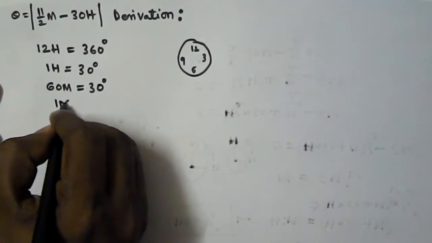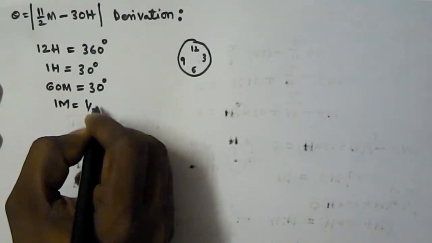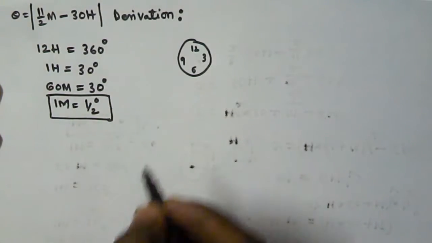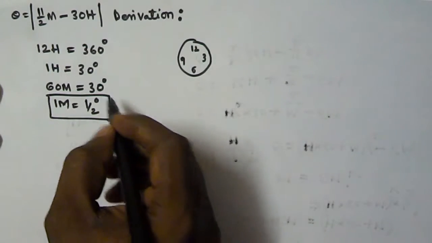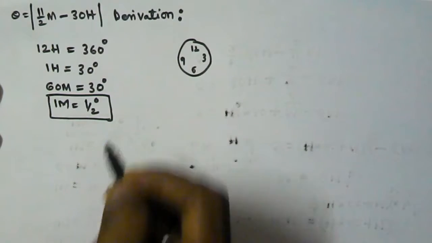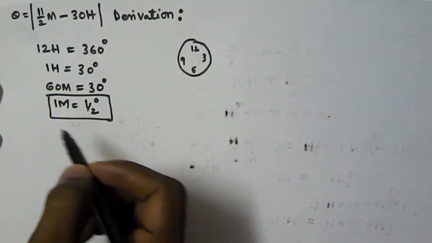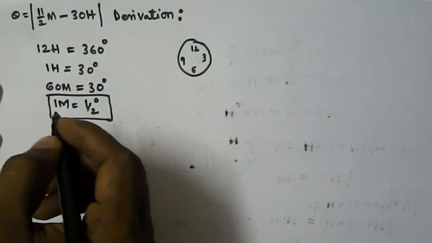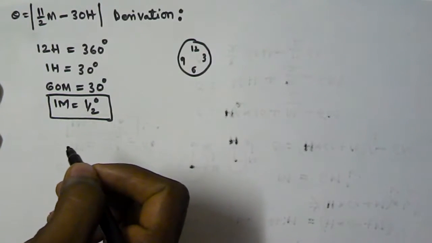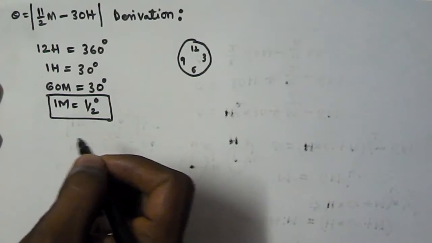So that means 1 minute is equal to 1 by 2 degree. So the hour hand will cover 1 by 2 degree in 1 minute. Now let's find how many degrees are covered by the minute hand in 1 minute.